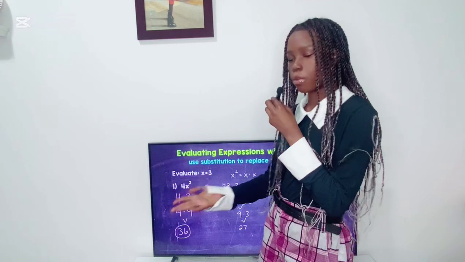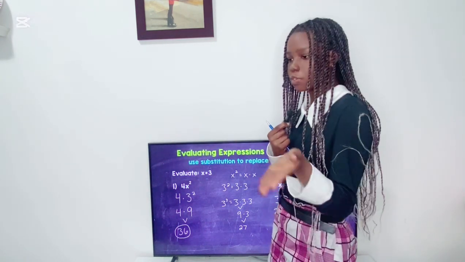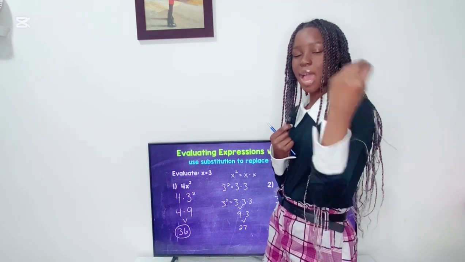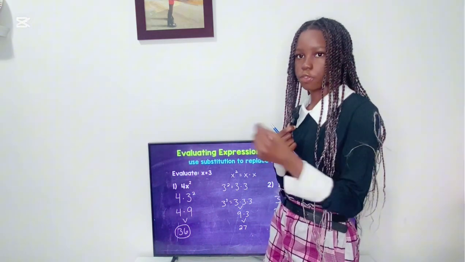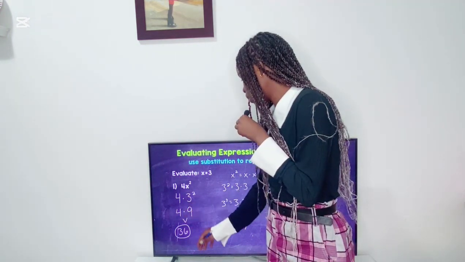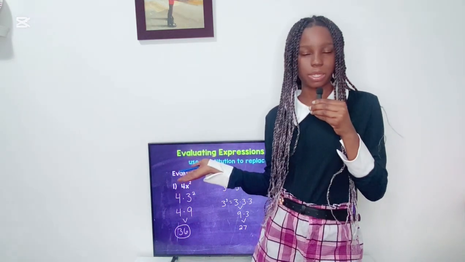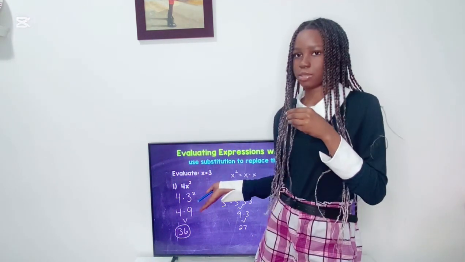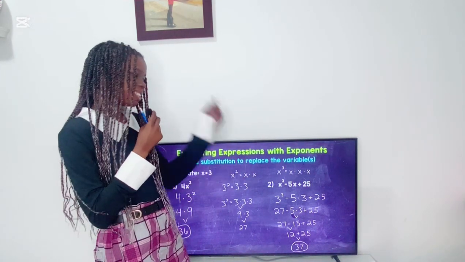Now what is left? Multiplication. Order of operations, multiplication, division comes after exponents. So if you have a multiplication and division, work from left to right. 4 times 9 will give us 36. And there you have it, ladies and gentlemen. That is our answer. All right, so let's just move over to number 2.